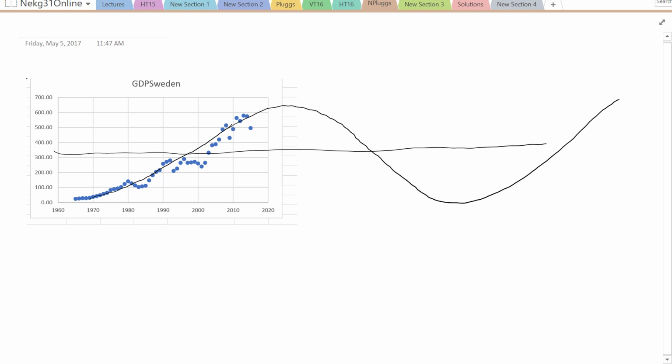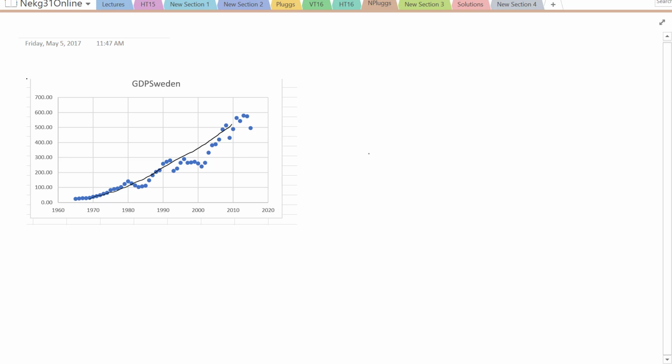A much more likely scenario is that GDP will continue to increase as time goes on. Perhaps the growth rate will slow down, perhaps it will pick up, but it's really unlikely that the GDP will come back to levels that we had in the middle of this period. So let's just agree that this is not stationary.